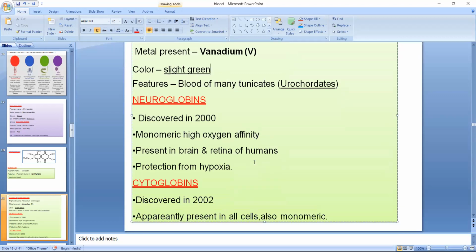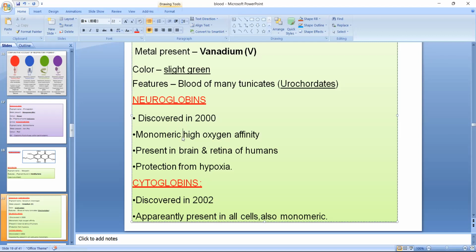And these two, neuroglobins and cytoglobins, are recently identified. We cannot consider them as respiratory pigment. Okay, so presently they are believing that these two may have some relation to storing of oxygen. Okay, so just like myoglobin, right?